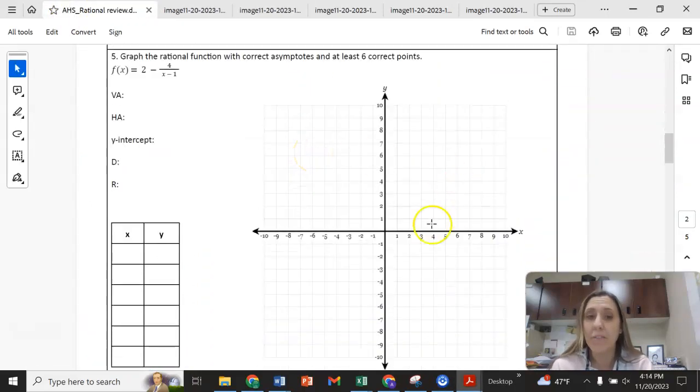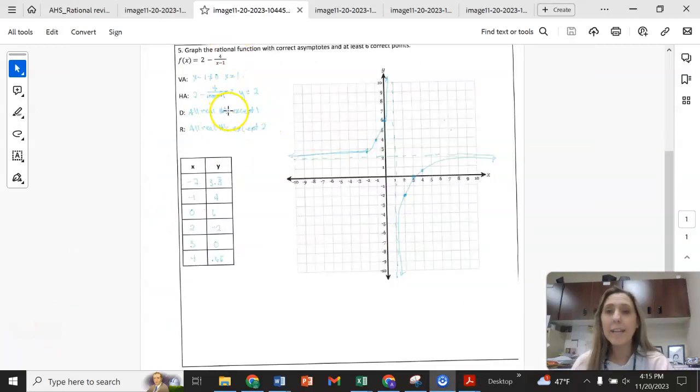We are going to be graphing. So what I'm going to be looking for is the vertical asymptote, the horizontal asymptote, y-intercept, the domain, the range. And if your paper doesn't have y-intercept on it, that's okay. We will get that next year, but maybe you found it. But if yours didn't have that, that's okay.